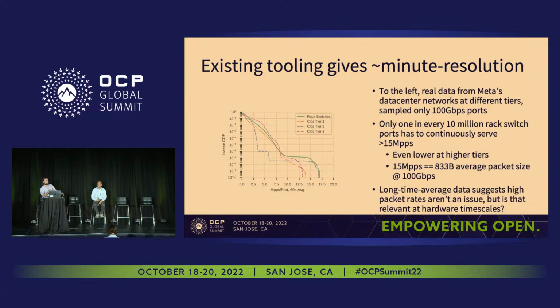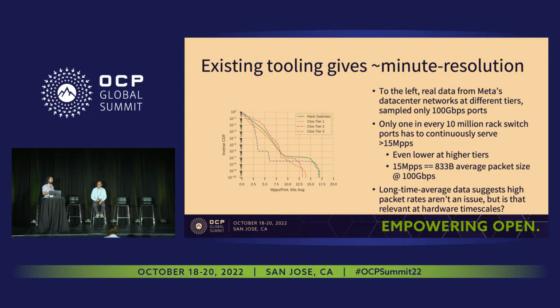So to the left, we have data from Meta's data center networks at different tiers of the network, sampled at 100 gigabit per second ports. So 1 in every 10 million rack switch ports will continuously serve 15 million packets per second or more. It's even lower at higher tiers of the network. 15 megapackets per second is an 833 byte average packet size at that line rate. And so that's significantly above the 250 that we're targeting.